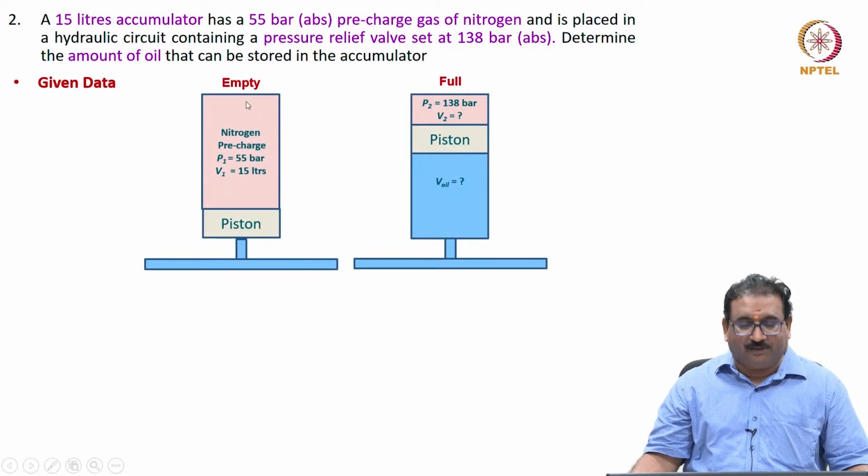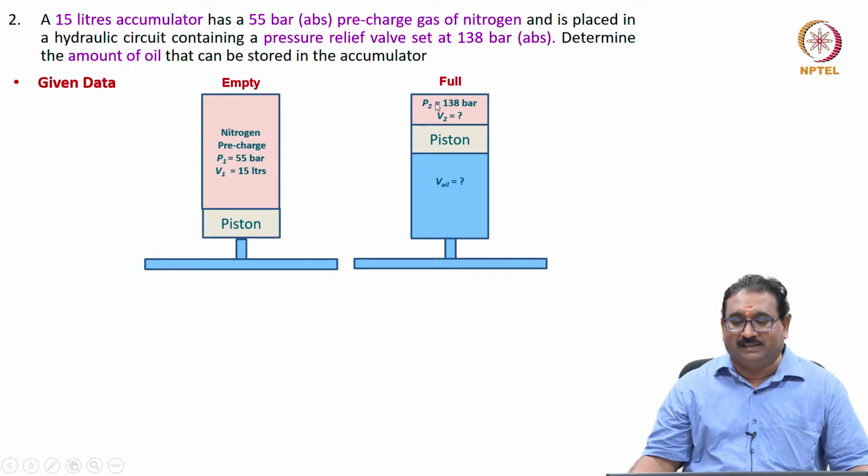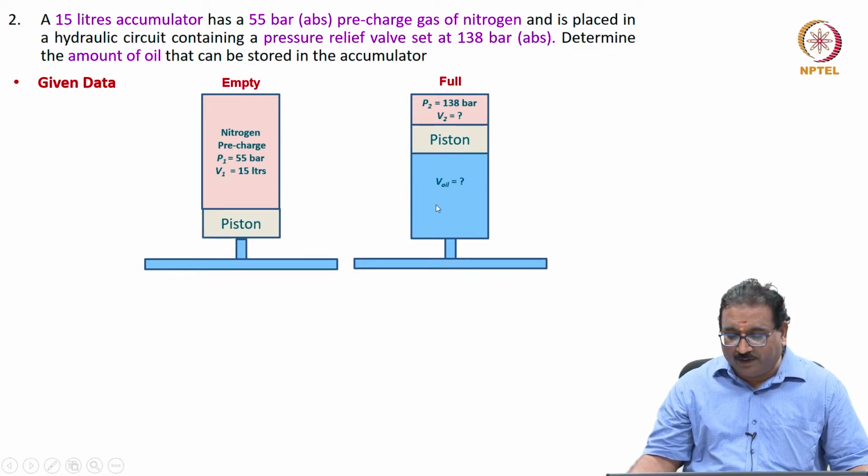For this, what are the given data? First we will start with the empty cylinder. Here the nitrogen precharge, they have given P1 equal to 55 bar, absolute it is. V1 is given as 15 liters, full accumulator. When it is compressed due to the oil entry through the pump, what happens? P2 is given as the system pressure 138 bar. Now, our objective is to find out how much oil will be stored here. For this, what is required?